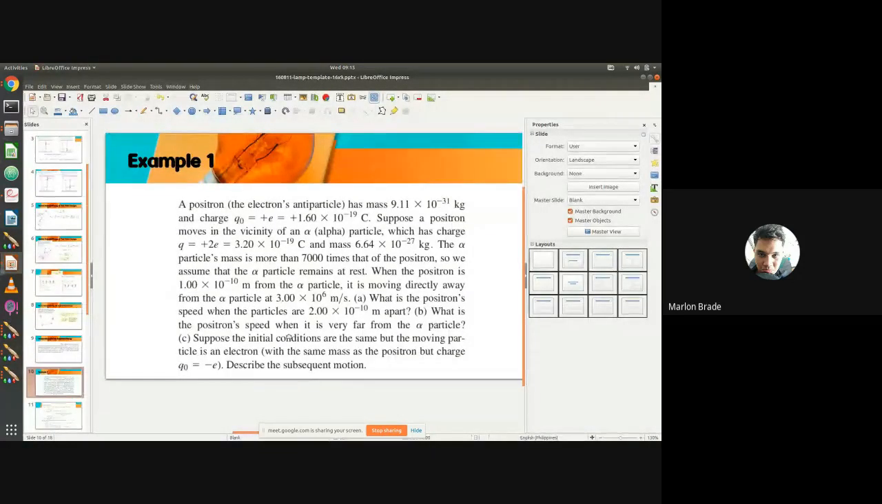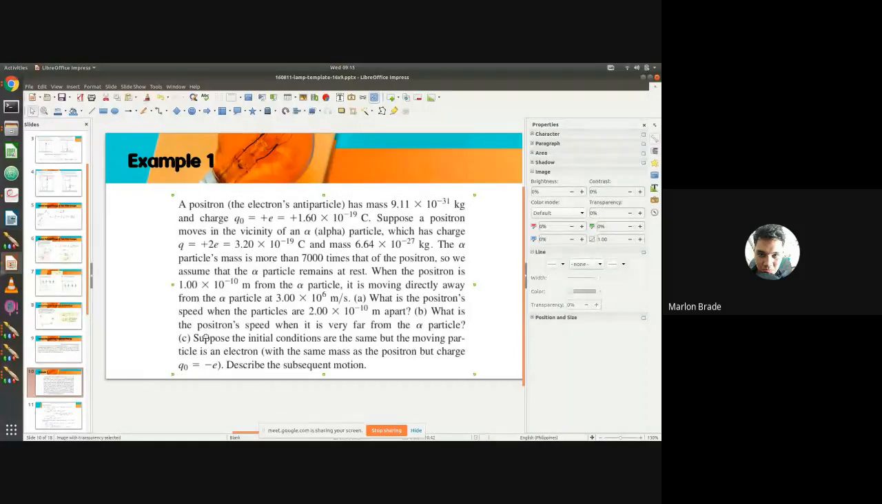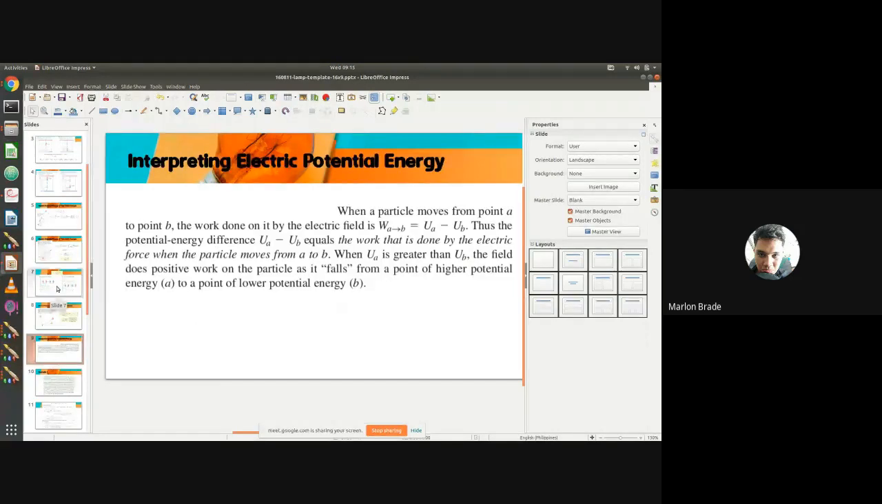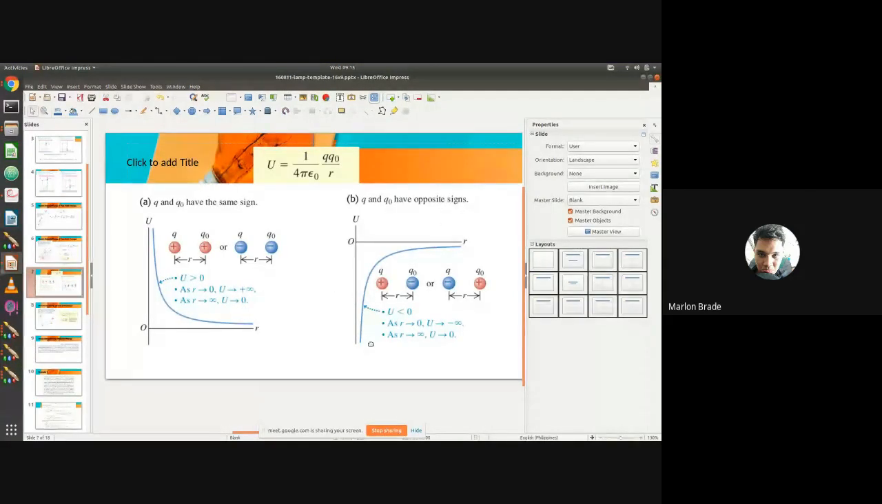What is the positron speed when it's very far from the alpha particle? So, if the alpha particle is very far from the positron, at a very great distance, what is its potential energy now? If they are far from each other, what is the potential energy?